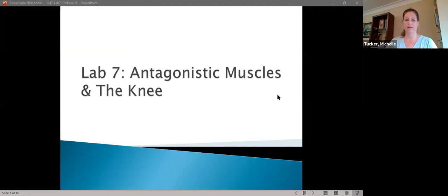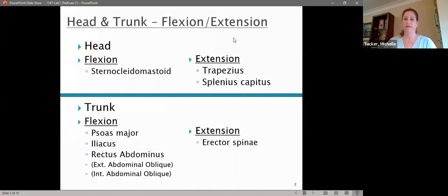Antagonistic muscle pairs, and then we'll look over the knee joint. Okay. So last week we went over where these muscles are located as well as what their functions are. The purpose of this week is to pair them in antagonistic pairs.